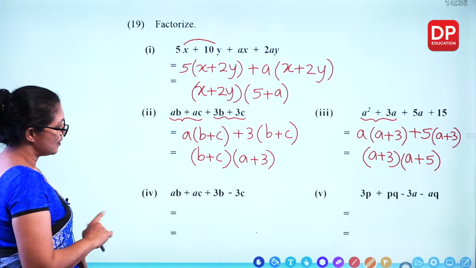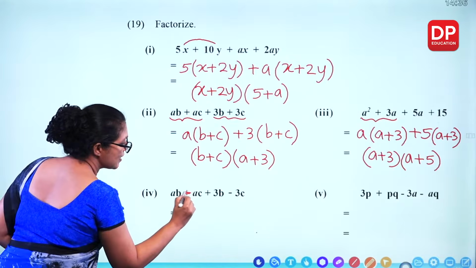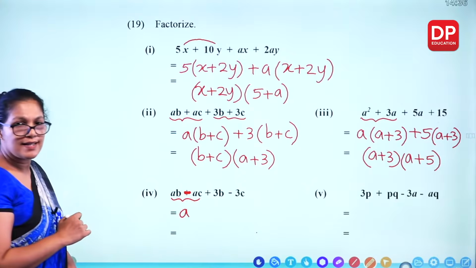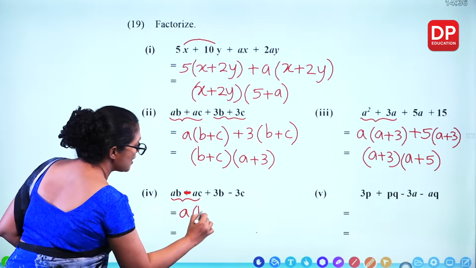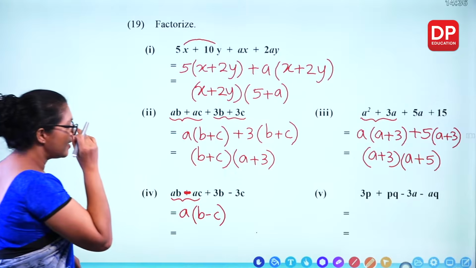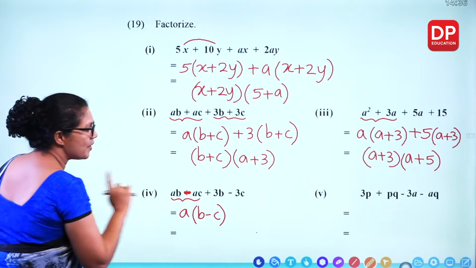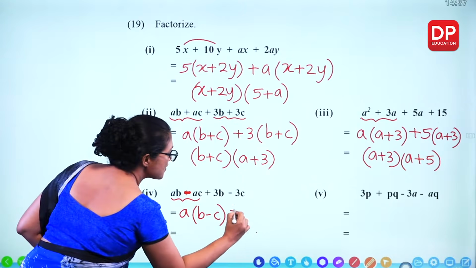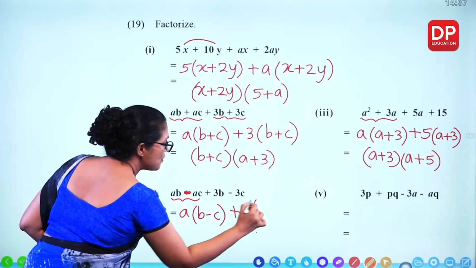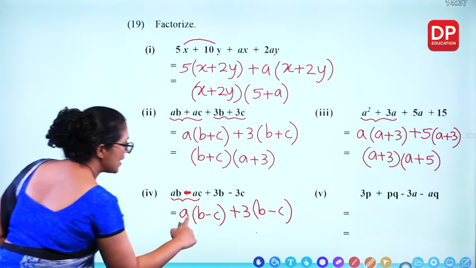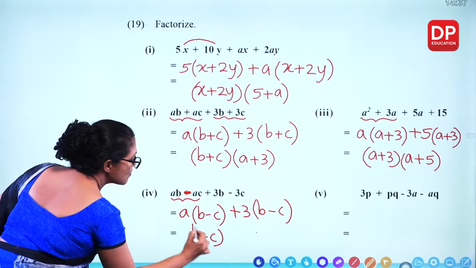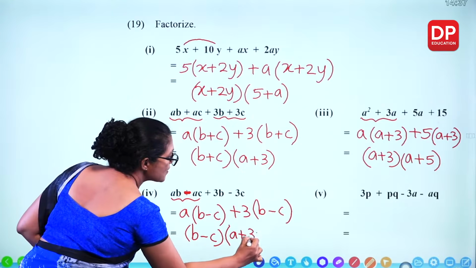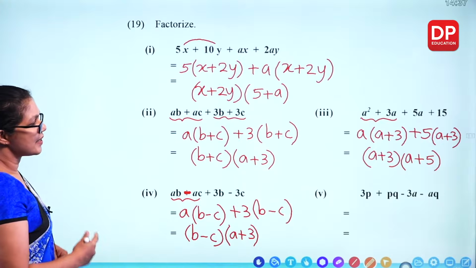Look at this one. I'll take this one as negative. So when you take these 2, what's common? A is common. So what's remaining? B minus c. So here 3 is common. Which one do we need to take? Plus 3 or negative 3? Plus 3. When you take it, you get the same term, b minus c. Now we can see b minus c is common. Take it out and the remaining part, that's a plus 3 in the other bracket.